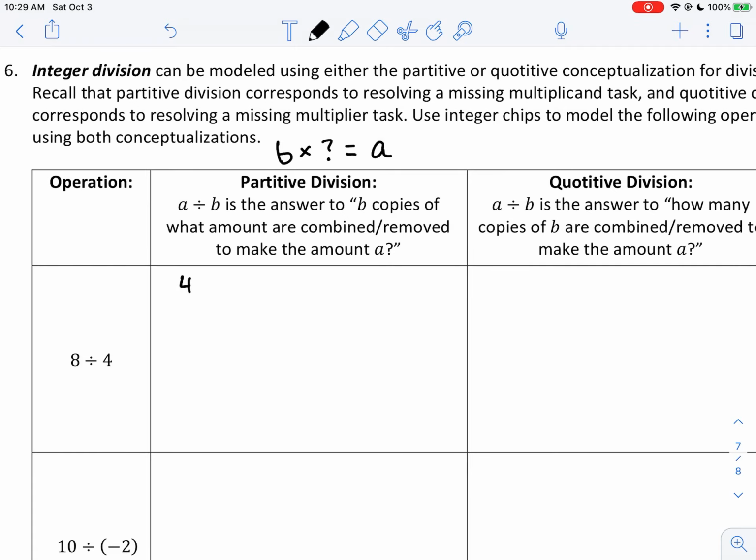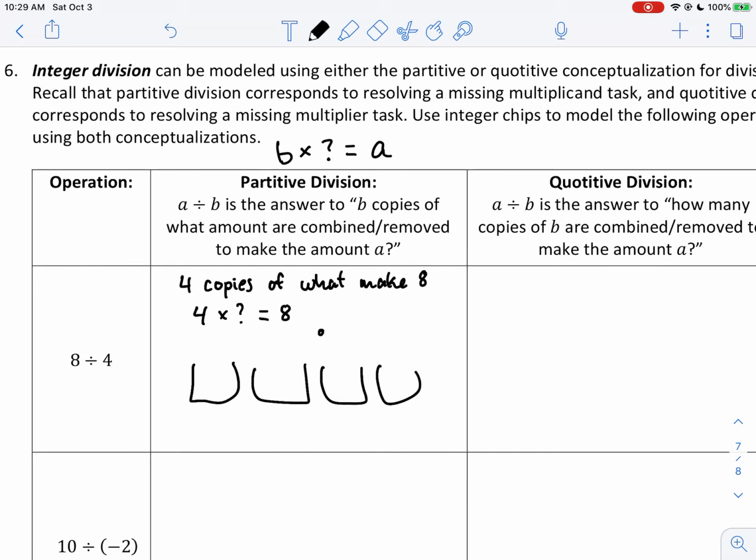All right, so when I see 8 divided by 4, I'm saying, okay, 4 copies of what make 8. Or we can say 4 times what makes 8. Now in this case here, it's going to be 4 copies of 2, right?